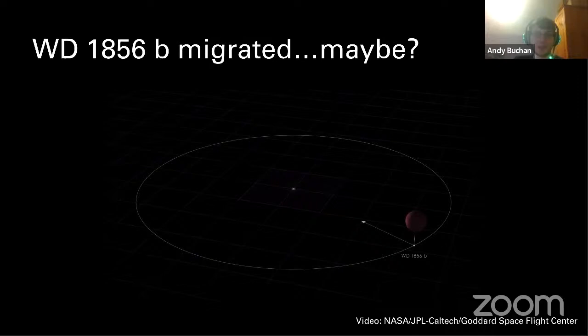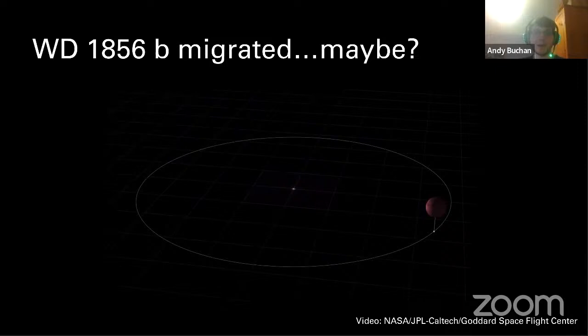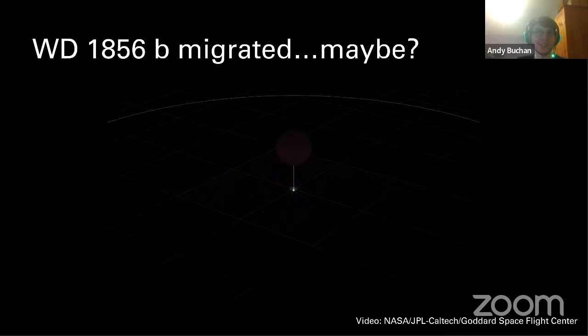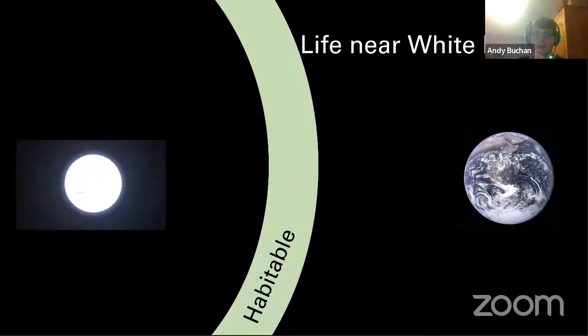Something else that I think is really cool about WD1856b is that it prompted people to think about whether it might be possible to detect life on planets orbiting a white dwarf. So let's suppose, for example, that the Earth survives the Sun becoming a white dwarf. Well, white dwarfs are much fainter than the Sun, so the temperature on Earth would plummet, and you'd have to be much closer in to the white dwarf in order to reach the habitable zone, which is where liquid water might be sustainable on the surface.